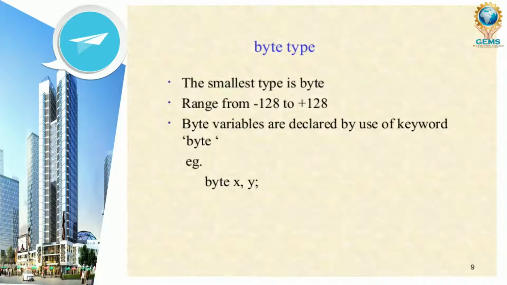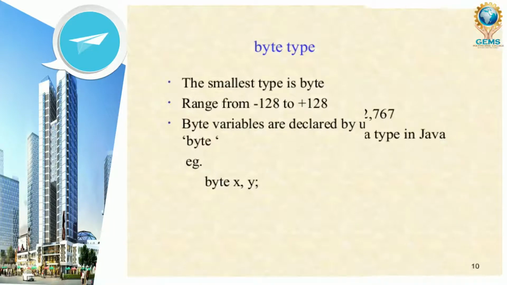Byte variables are declared by use of the keyword byte. How can you declare any variable? We have to follow the syntax: byte, then the variable name. Byte x, byte y. These are byte data variables. This is about byte.